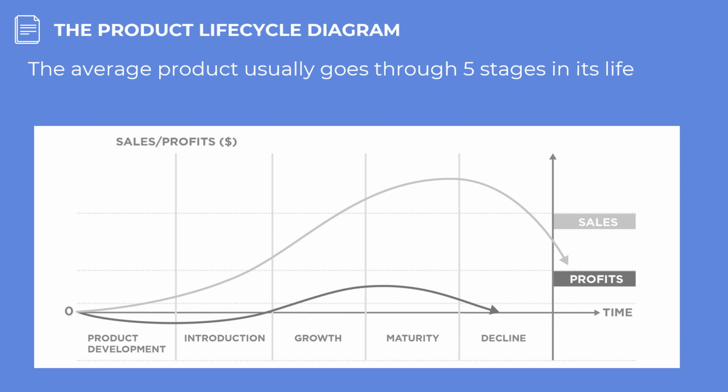So the 5 stages that you need to be aware of is product development. Now, when product development is taking place, that means nothing's actually been sold at this time. Then we've got introduction, so it's when you first start to sell a product. And then we've got growth, where the product is becoming more popular and more well known. Then maturity is when it's at its absolute best, and then the decline is when you start to see sales fall and get lower.